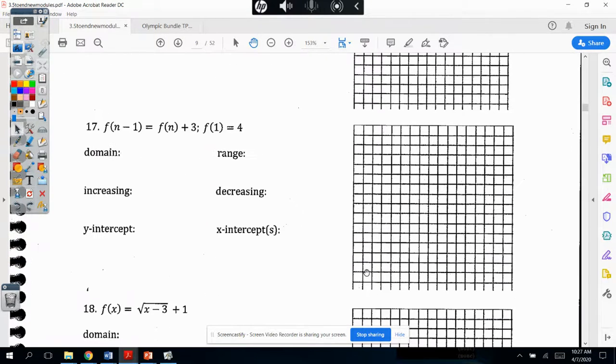I will tell you that on question 17, the domain and range is hard. I'm not too worried about this. This is a sequence. I think once you see it, you'll be like, oh, I see what's going on here. But I don't want you to hurt yourself on that.